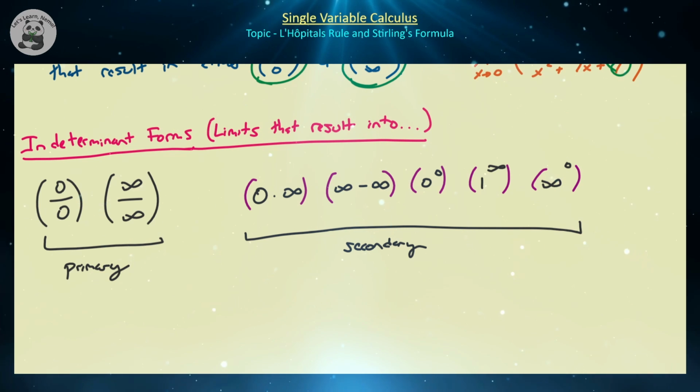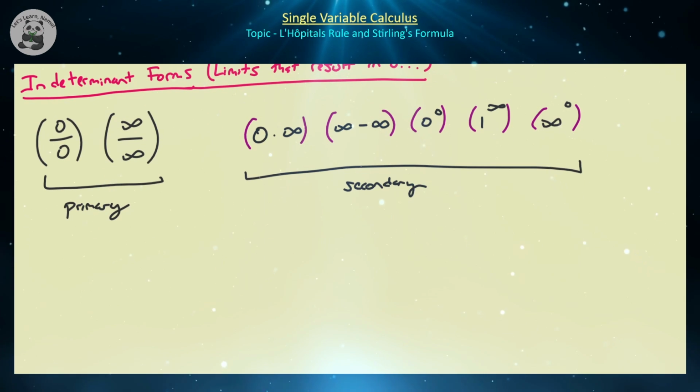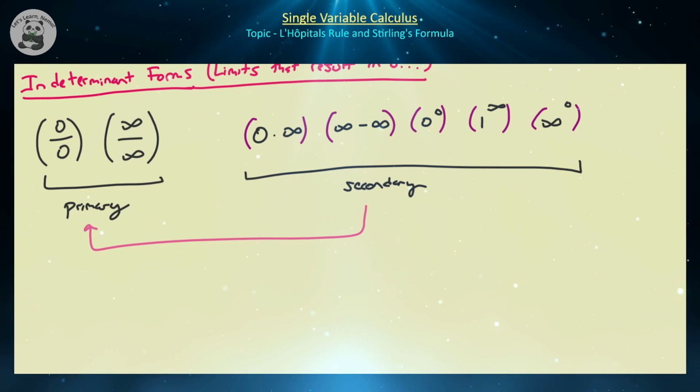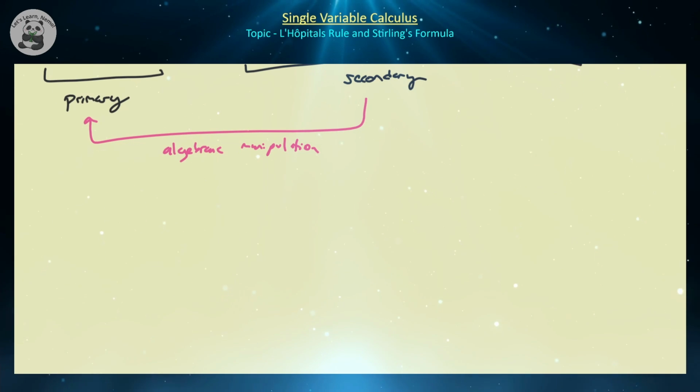So, if we can only apply L'Hopital's rule to the primary indeterminate forms, then what do we do when we get indeterminate forms that are secondary? Well, there is a nice theorem, which we're not going to prove, that if you have a secondary indeterminate form, you can always perform algebraic manipulation to represent those 5 into the primary 2, and then use L'Hopital's rule to manipulate if necessary.